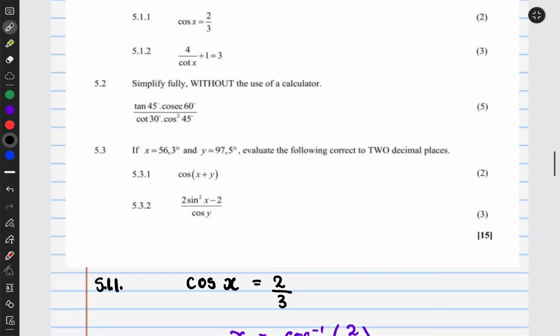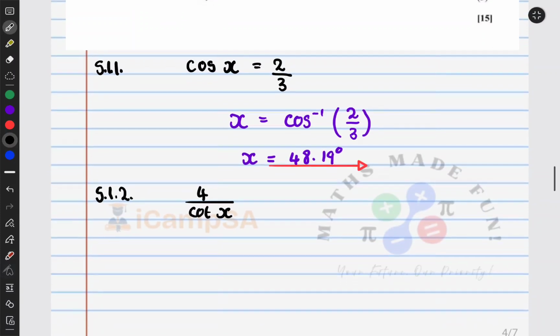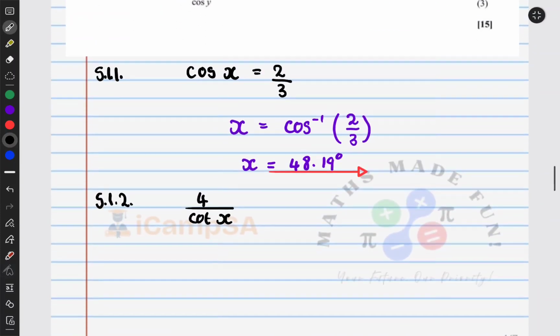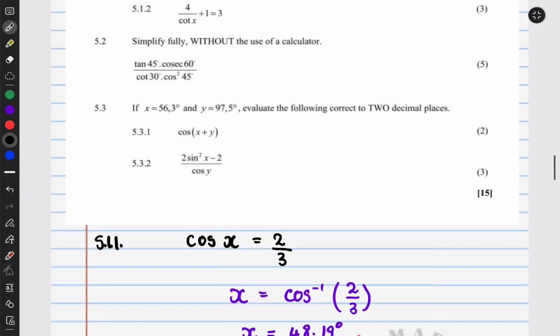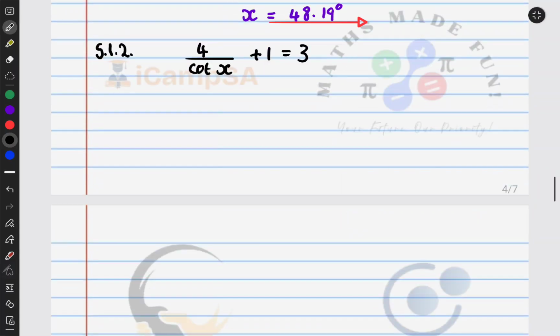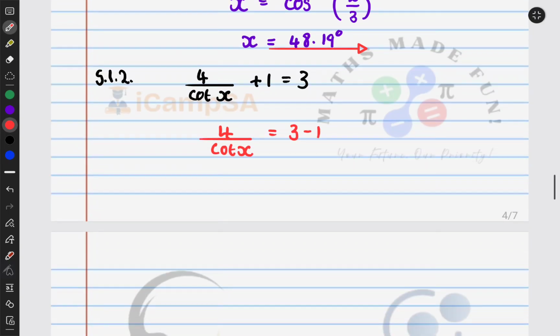5.1.2. We are given 4 over cot x plus 1 is equal to 3. We have to solve for x. We are dealing with a reciprocal here. So first thing first, let's take the 1 to the other side. We're gonna have 4 over cot x is equal to 3 minus 1, which will be 2.